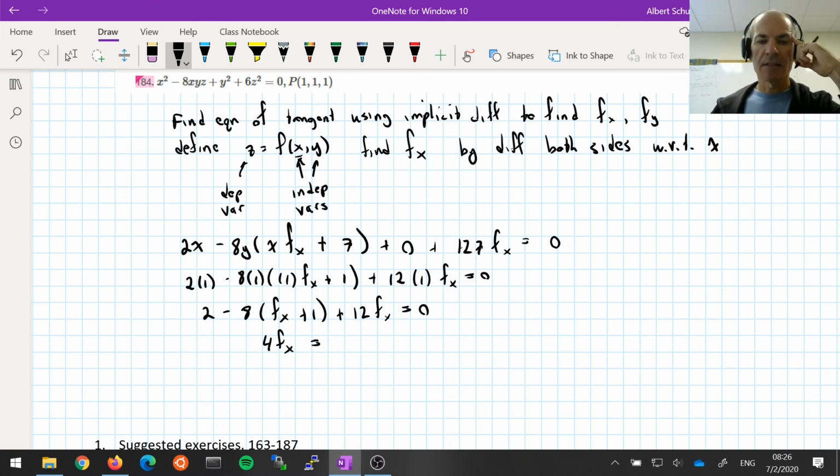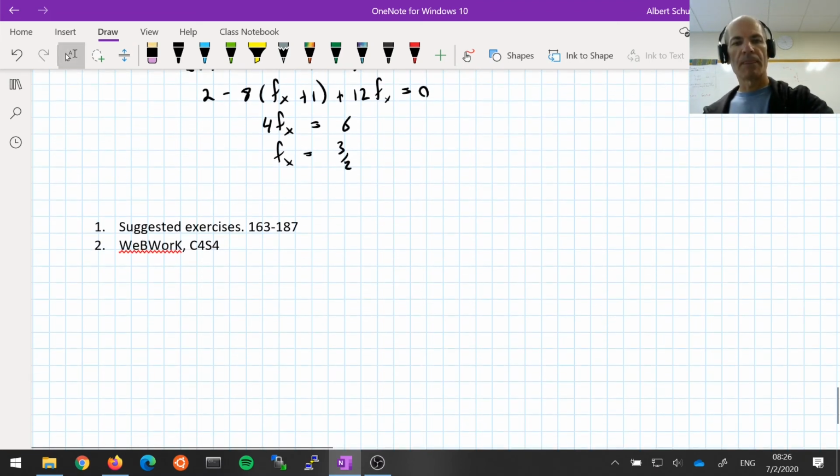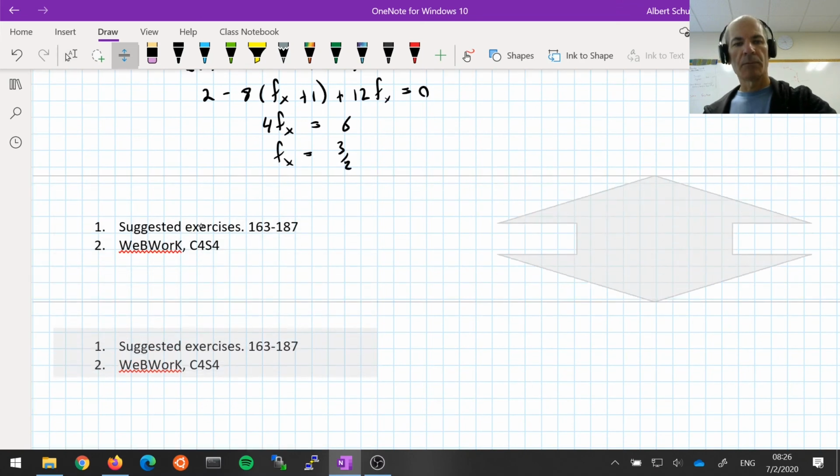And on the right-hand side, we have the 2, and we have the minus 8, which nets out to minus 6. We move that over to the right-hand side, and we get 6. We solve for f sub x, and we get 3 halves. 3 halves is 6/4 in reduced form. And then we repeat this process.